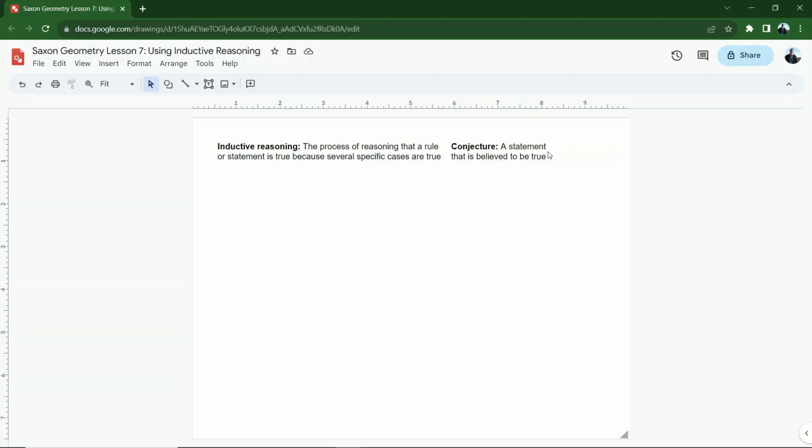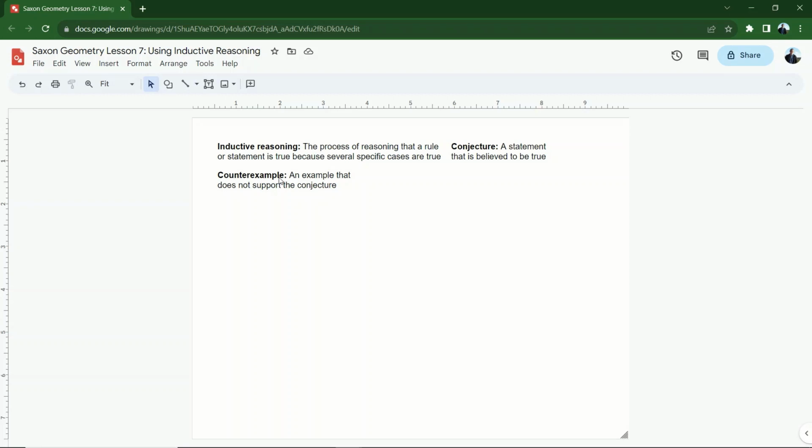Now, keep in mind, you're going to see some conjectures that are just downright stupid, okay? That are absolutely incorrect and really easy to prove wrong. So when I say that it's believed to be true, keep in mind that sometimes the examples that we're going to be looking at are ones that are obviously false. You have to assume it's true until you come up with a counterexample. A counterexample is an example that does not support the conjecture. You just need one counterexample to disprove a conjecture.